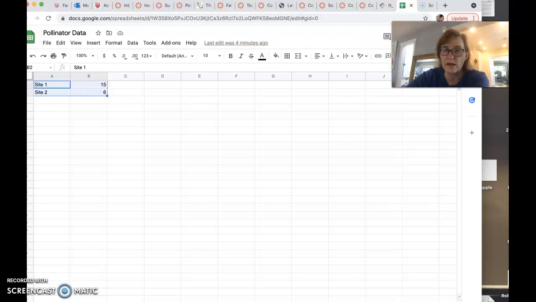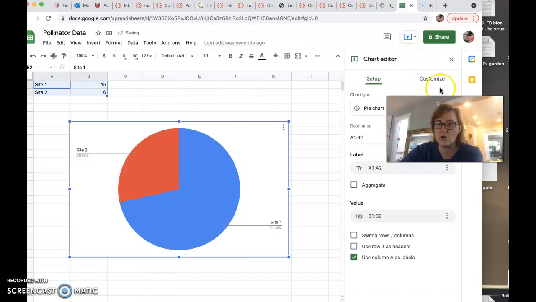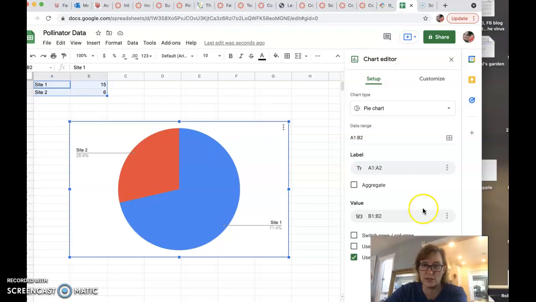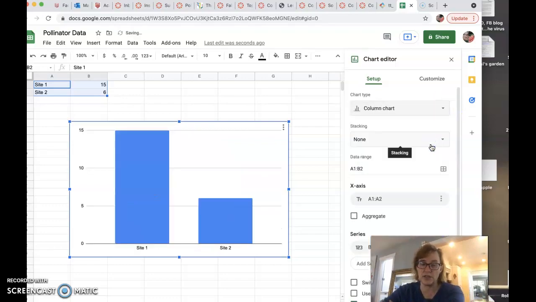Now, I have to move the picture here. There we go. Now I highlighted all four of these cells here. And then I go to this little box, which is chart. Click there. I don't want a pie chart. I want a column chart. Okay, ta-da! Look at that.